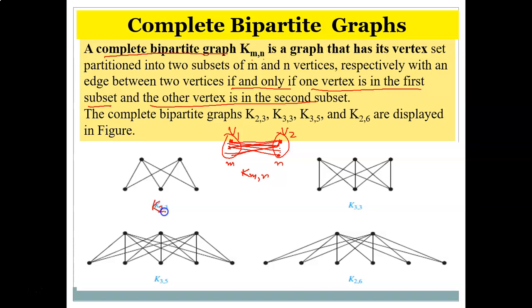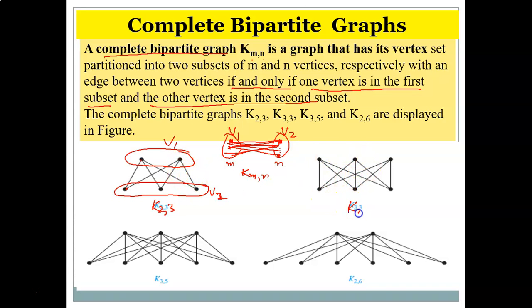For example, this is K_2,3. That means this is V1 consisting of two vertices, and this is V2 consisting of three vertices. So now you can see each vertex here is connected with each vertex in V2. This is connected with this, this is connected with this. Exactly here, each vertex is connected here with each vertex here. If you look at the situation in another way, this vertex here is connected with all the vertices here, this one as well as with this one. Similarly, this is connected with this one and this one. So similar situation is happening here.